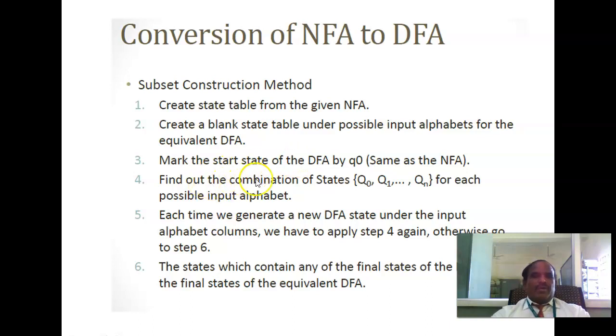Another one, find out the combination of the states. Suppose in the NFA, there are n number of states, Q0 to Qn. N number of states are there for each possible input alphabet. You have to find out all the states for all the corresponding inputs. Next step is, each time we generate a new DFA state under the input alphabet columns. So NFA, one state, one input. Similarly, you have to check for all the states, for all the corresponding inputs. You have to apply step 4 again and again until you reach step 6.